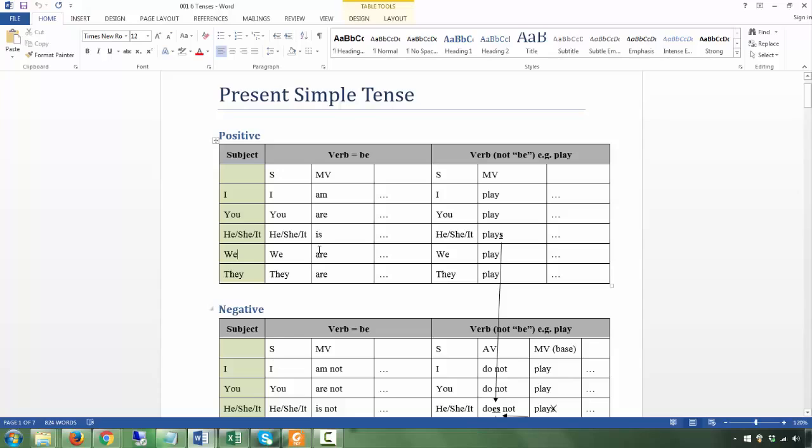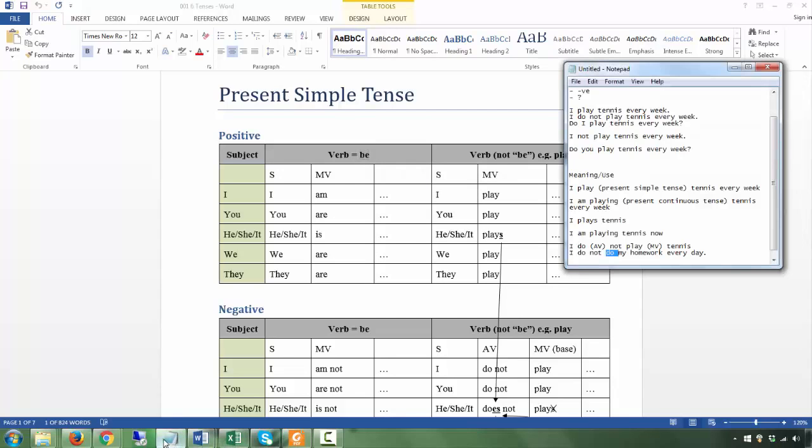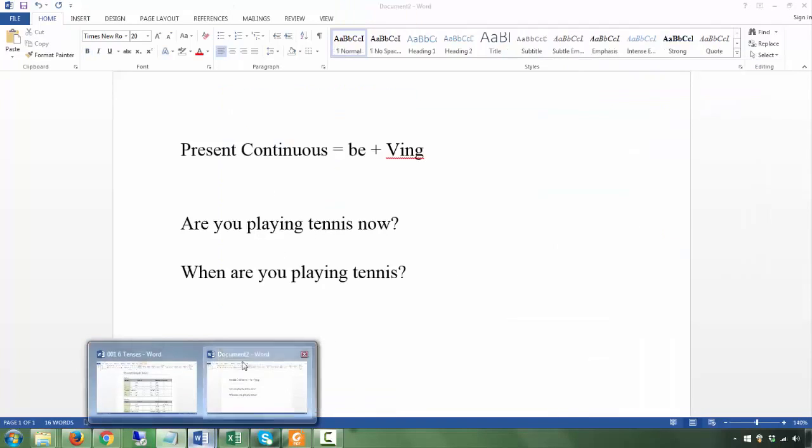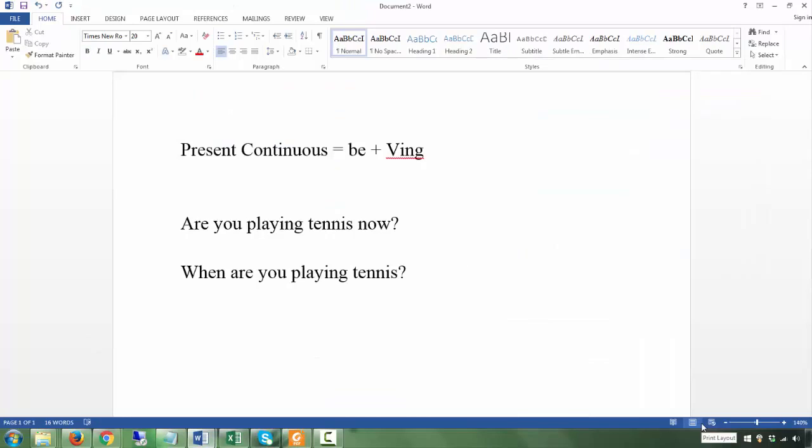You have positive, negative, and question, but the first thing you want to know is that the be verb is special. Not many people know what the be verb is. When you say I am, the am is called a be verb. This is what you call a verb in base form. Base form means the main form.